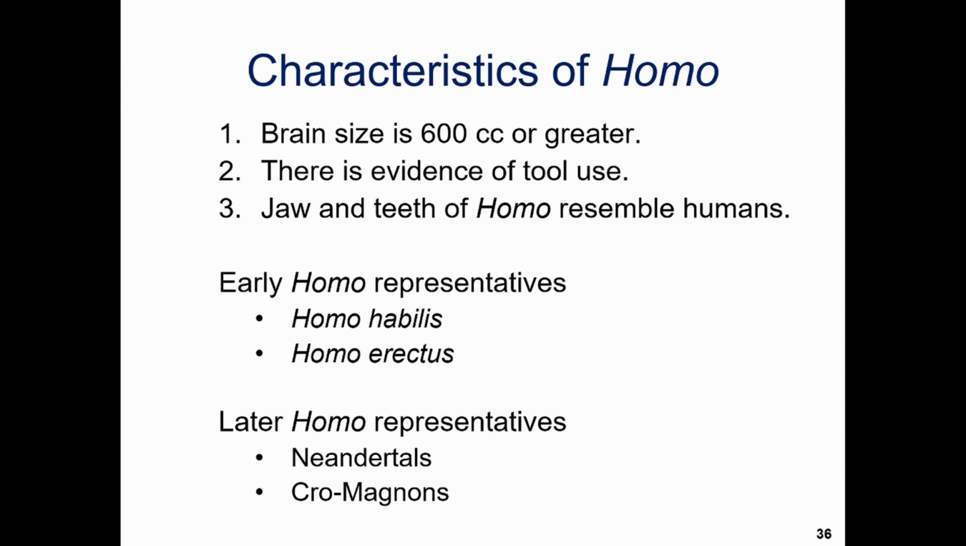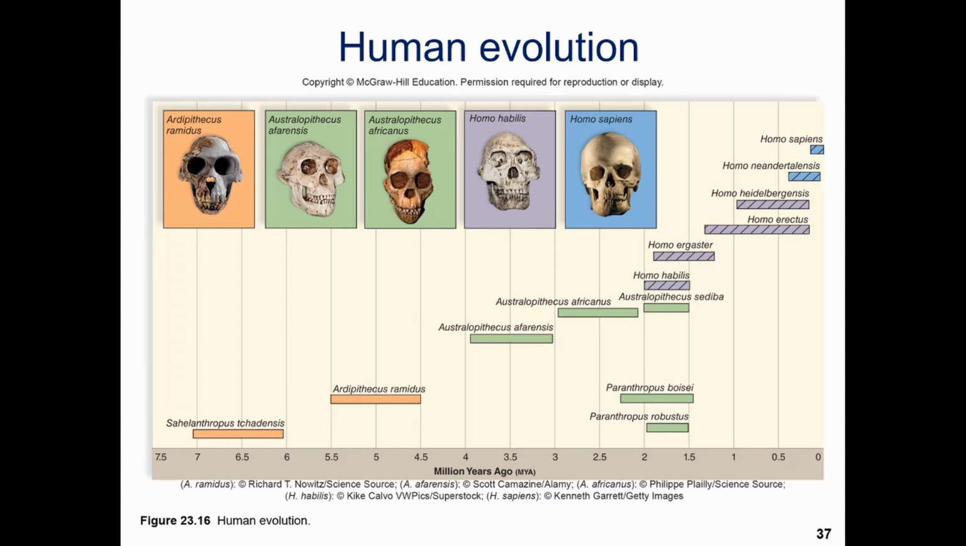So if we look at the time scale, here's our Sahelanthropus back here. Here's our Ardipithecus, getting closer. We see Australopithecus, there are two species here, afarensis and africanus, and sediba.